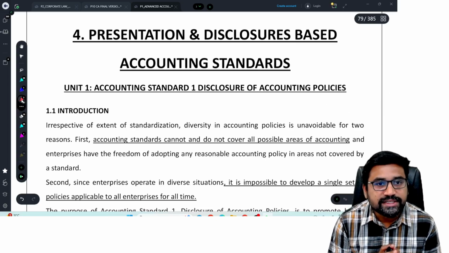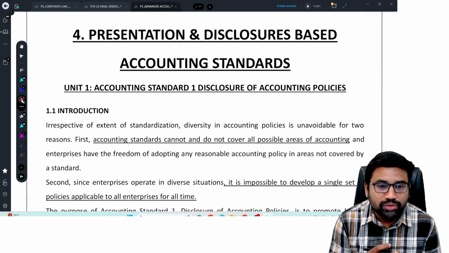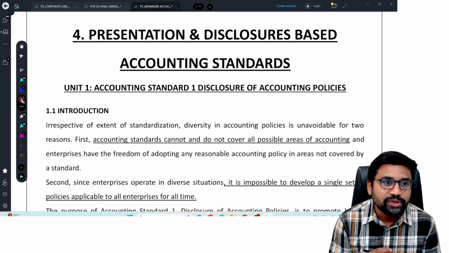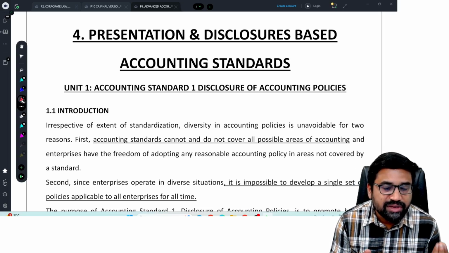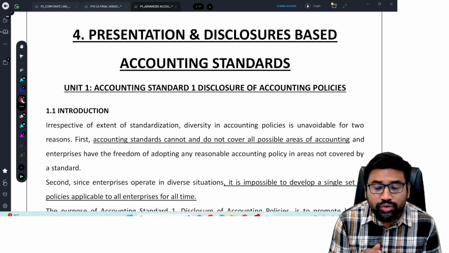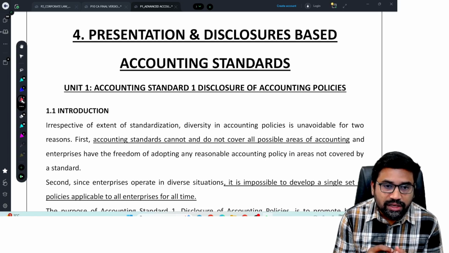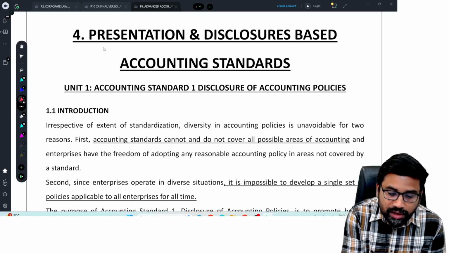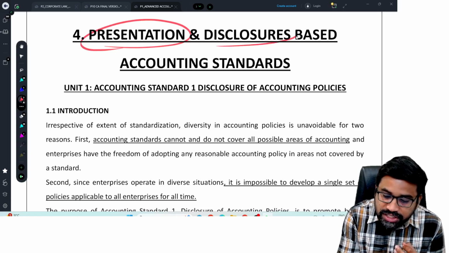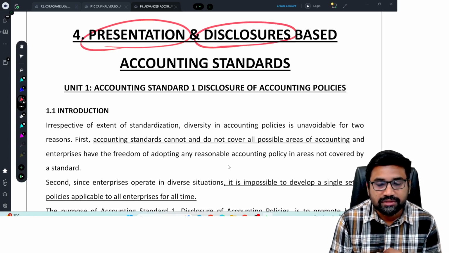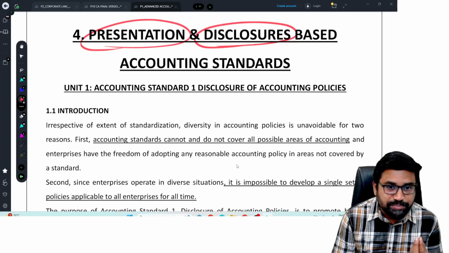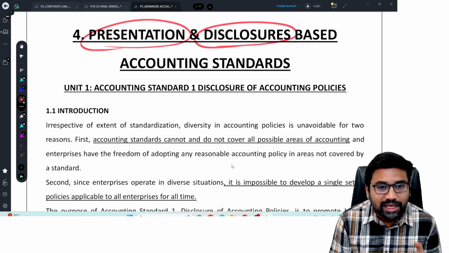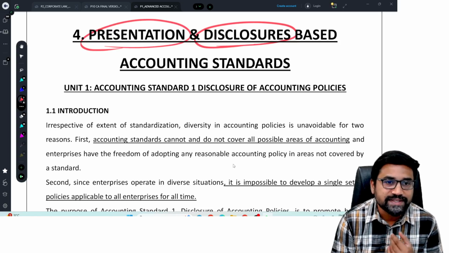Now, what are presentation and disclosure based accounting standards? See, our ultimate object of learning accounting standards is to understand the financial statements, or to improve the true and fairness of financial statements by applying the principles given by the accounting standards. Some accounting standards talk about the presentation of financial statements and the disclosure of information in them. Some accounting standards give principles that predominantly affect the presentation and disclosure.